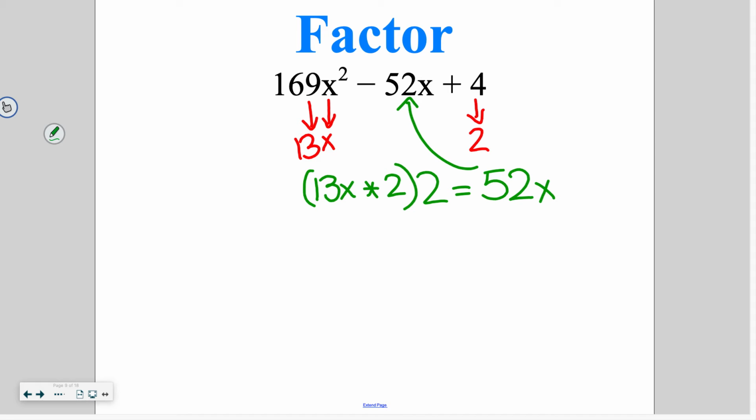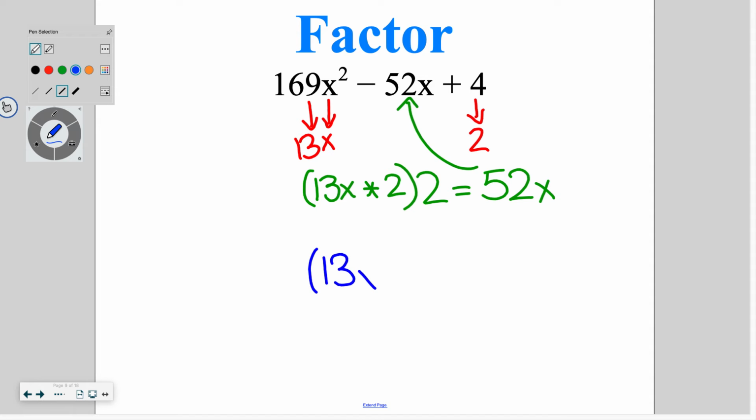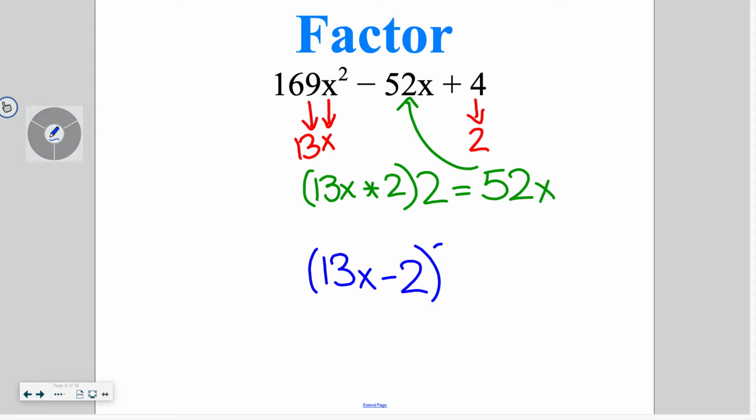That is then matching the number in the middle. Now you might notice, mine says positive 52x and the middle says negative 52x. That is okay. What that then means is that when I write out my answer, it's going to be 13x minus 2, squared. If this had been a positive 52, then that would have been a plus 2 in our final answer. If this had been something like 62 instead of 52, then we would not be able to factor it because this middle piece has to be twice as big as those outside two combined.